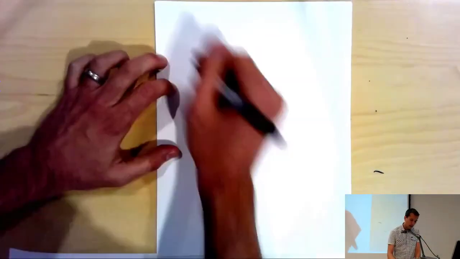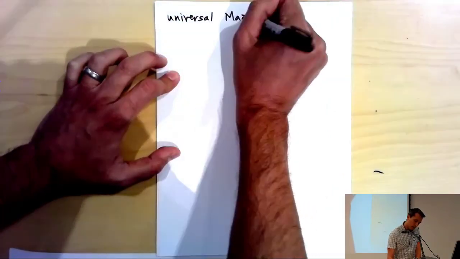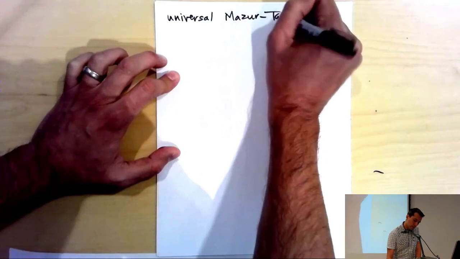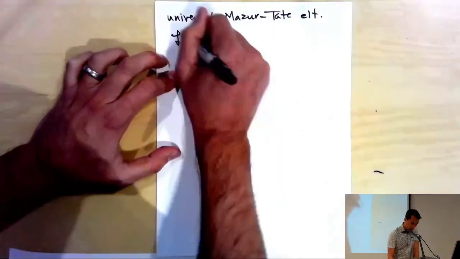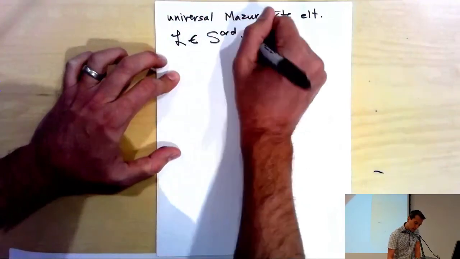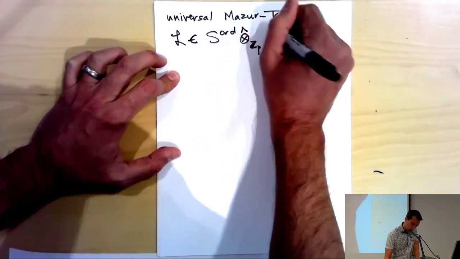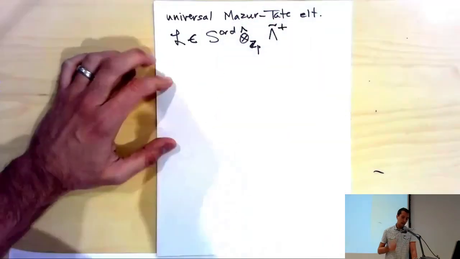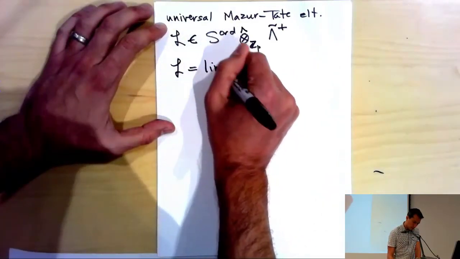So, right. That's the first and the second ingredient, and the third ingredient is what I'll call a universal Maser-Tate element, L, inside S ord, completed tensor product, with lambda tilde plus. Don't worry about that. This actually has some explicit description, so let me just write it real quick.